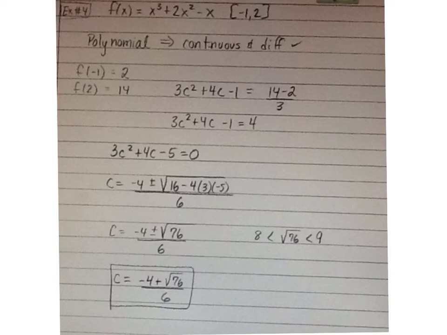All right, for the last one, here's the function, here's the domain. It's polynomial, so it is continuous and differentiable. Generating the secant slope, f of b minus f of a over b minus a, right here and right here just reduces to 4. And the derivative is 3x squared plus 4x minus 1, so 3c squared plus 4c minus 1. Set it equal to 4. And then to solve for c, remember, we're going to have to bring that value over and set it equal to 0.